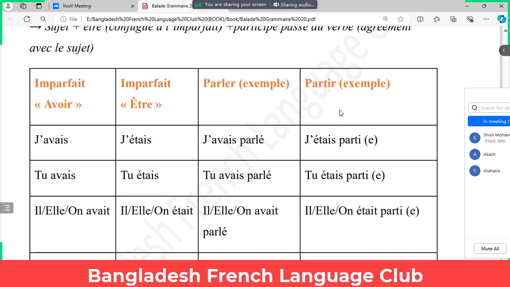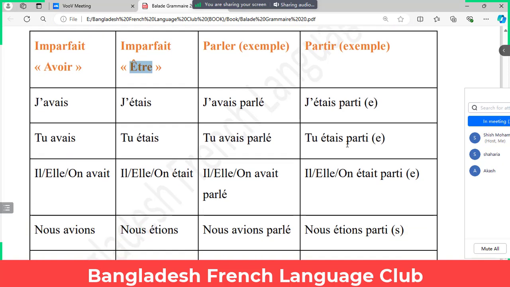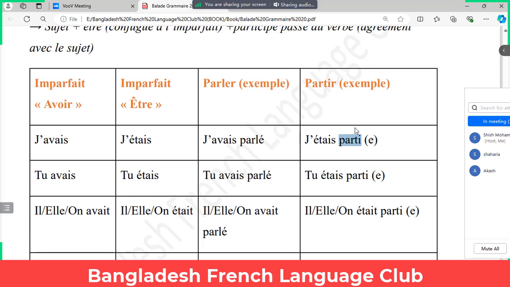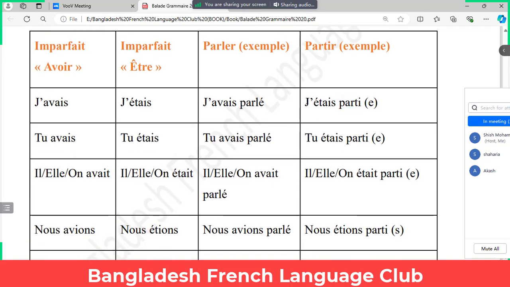And you see the verb partir. Partir is a movement verb, so this verb will be conjugated with the verb être in the imparfait. So this is j'étais parti, meaning I had left. And here is one more thing we have to do: the principal verb has to agree with the number and gender of the subject. As I'm a male person, j'étais parti.